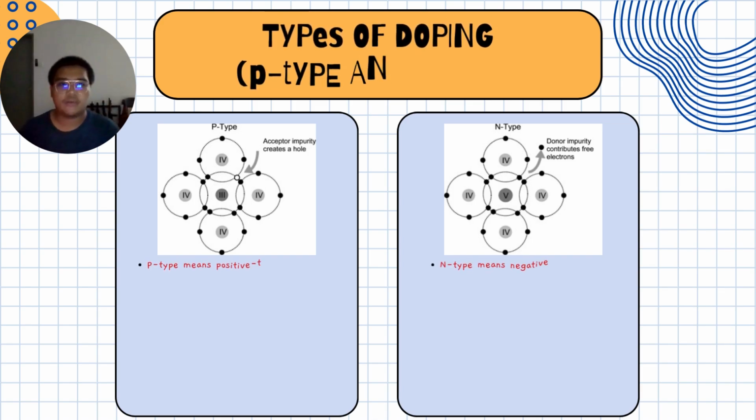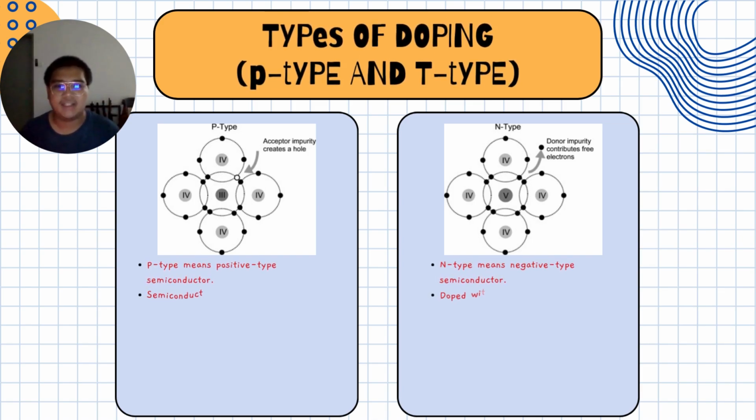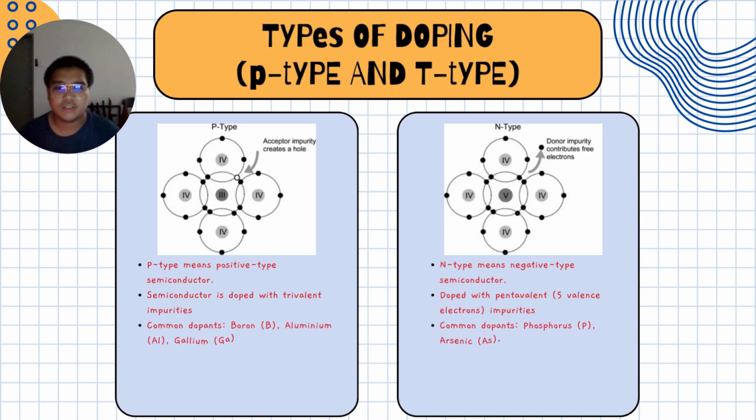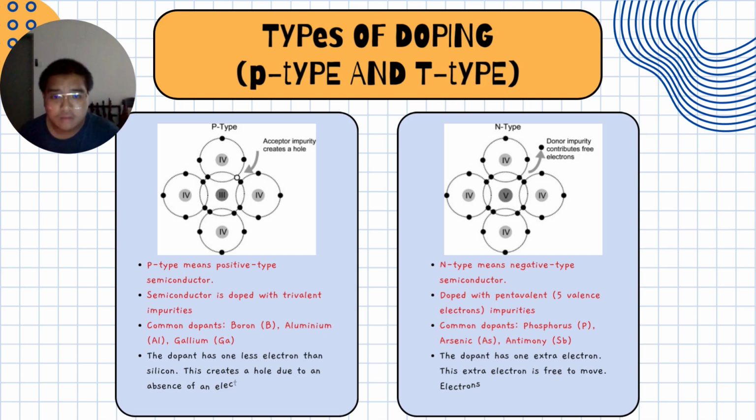There are two types of doping, P type and N type. P type means a positive type semiconductor. The semiconductor is doped with trivalent impurities, which are boron, aluminum, or gallium. The dopant has one less electron than silicon, and this creates a hole due to an absence of an electron. Holes are the majority charge carriers here.